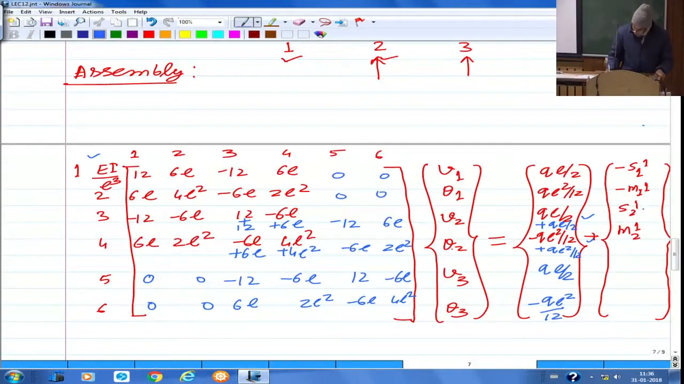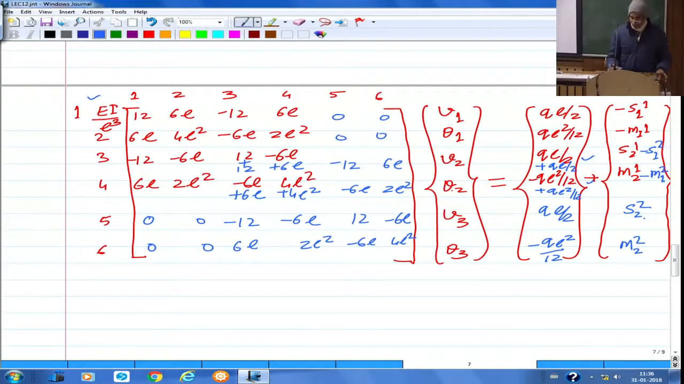Then the second element: minus S1 2, that is the shear force at the left end of the second element, the bending moment at the left end of the second element, and then the shear force at the right end of the second element, the bending moment at the right end of the second element. So again you see the contributions in the third and fourth rows are coming from both the elements. Superscript 1 means first element, and superscript 2 in the internal force terms means element number 2.